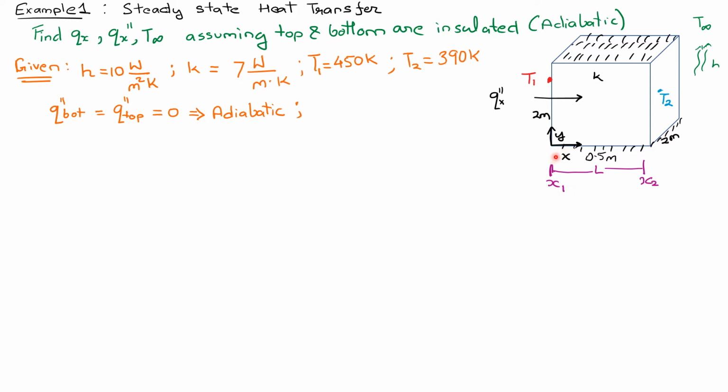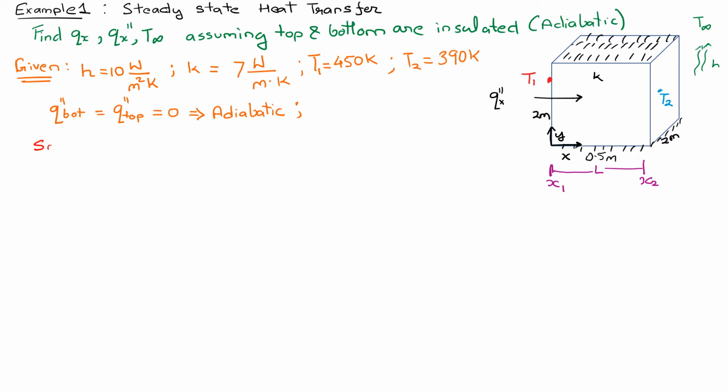Now we've assumed that in the coordinate system, the left surface is at location x1 and the right surface is at location x2, and L is the thickness of the cube. So the given quantities in this problem are H, which is 10 watt per meter square Kelvin, K, 7 watt per meter Kelvin, T1 which is 450 Kelvin, and T2 which is 390 Kelvin. And because the top and the bottom surfaces are adiabatic, the heat flux through them is 0.